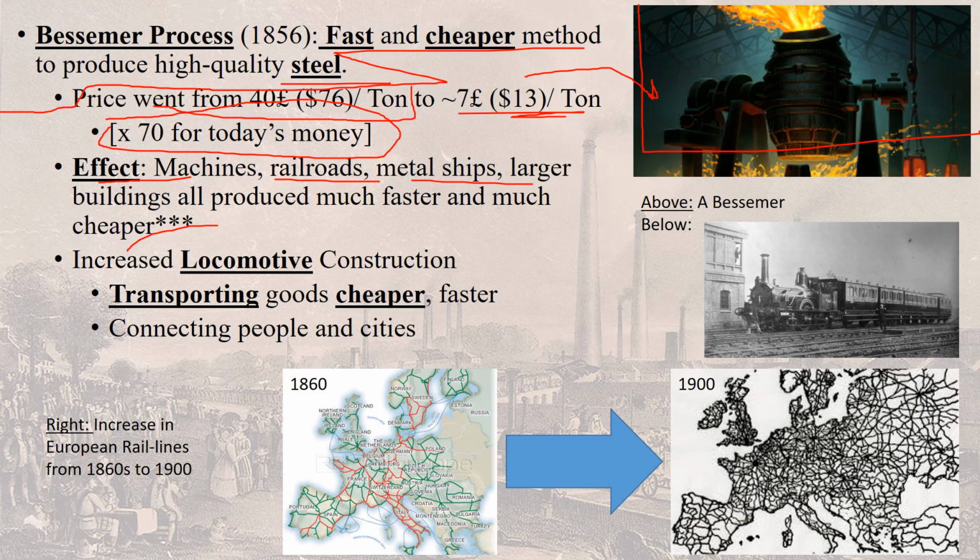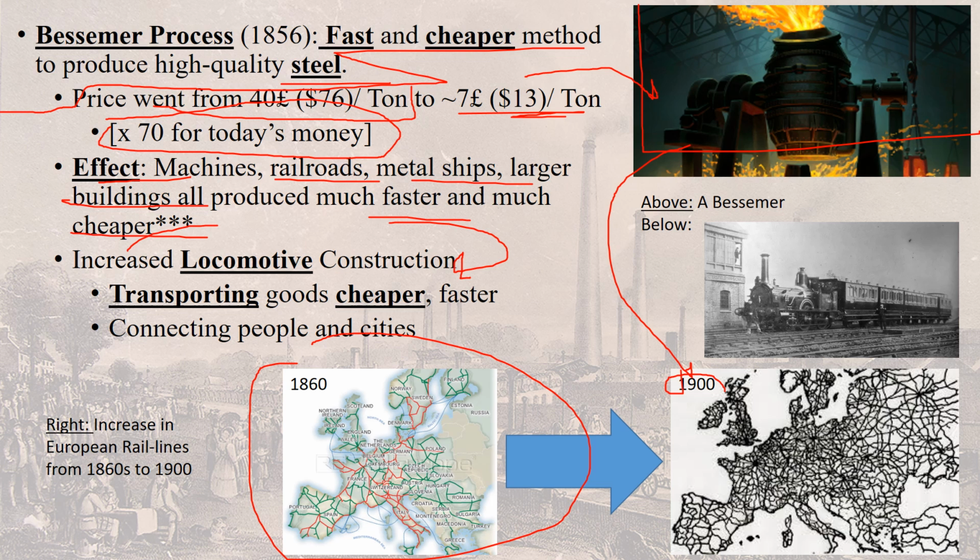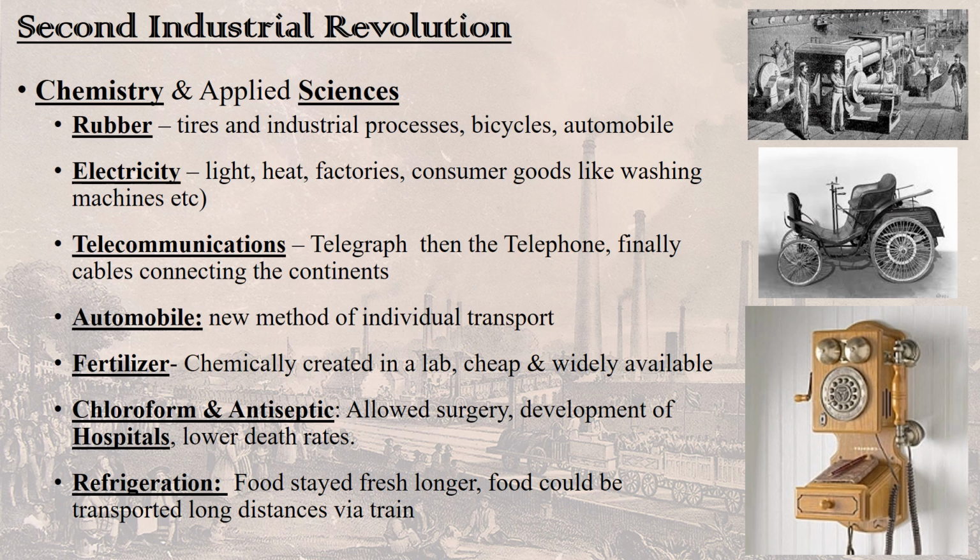Machines, railroads, metal ships, larger buildings, skyscrapers, all of this could be produced faster and cheaper, and it increased locomotive construction. In 1860, these are the main locomotive lines you have running through Europe. Just 40 years later, after this Bessemer process becomes widespread, you have trains connecting literally all parts of Europe, to the point that France, Germany, and England look completely filled out with rail lines. That allows the transport of people, goods, and information faster and connects cities and Europe itself together.